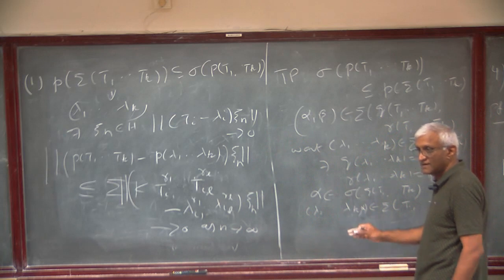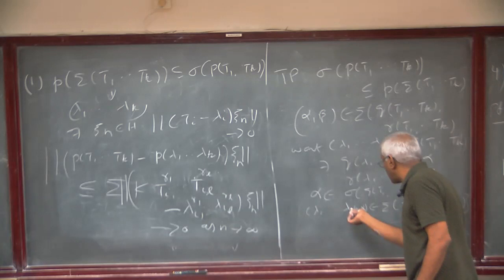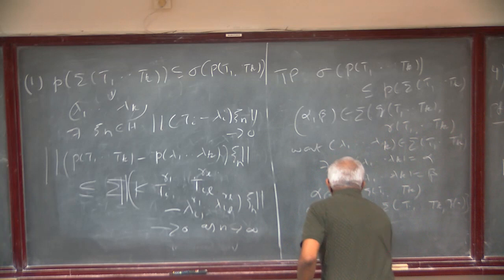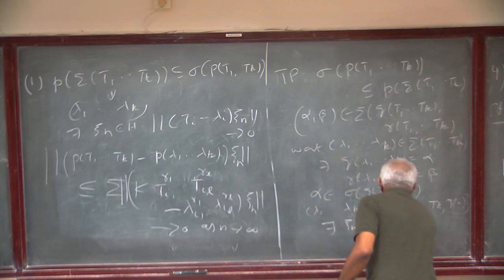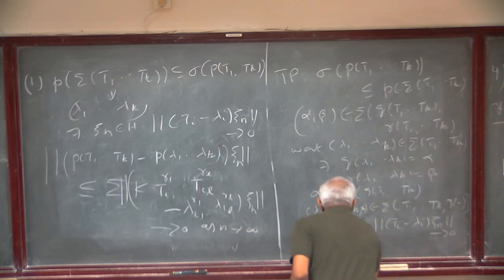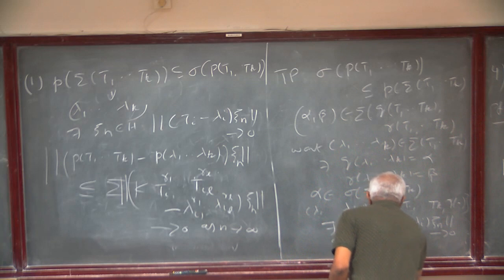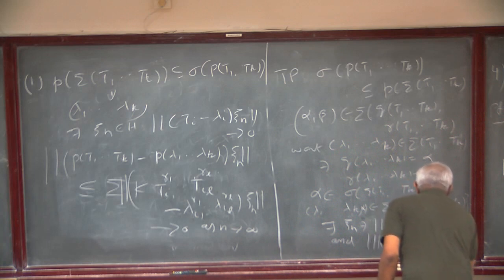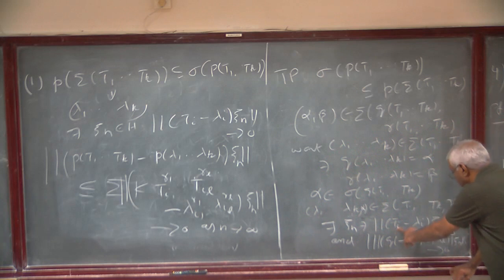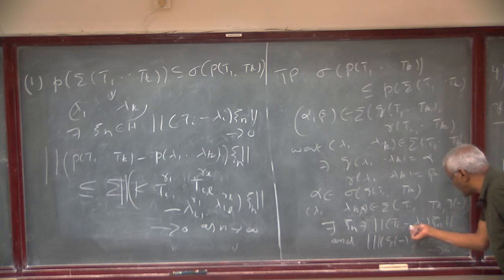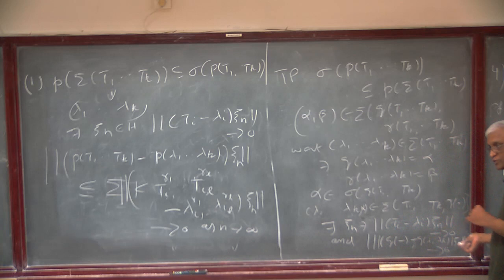You understand? Is it clear? I'm just saying lambda 1 up to lambda k, alpha is here. That just means there exists a xi n such that Ti minus lambda i xi n goes to 0, and also Q of T1 up to Tk minus Q of lambda 1 up to lambda k, this xi n also goes to 0. But Ti minus lambda i xi n goes to 0 will imply that Q of T1 up to Tk, Q of lambda 1 up to lambda k xi n will also go to 0 by this calculation.